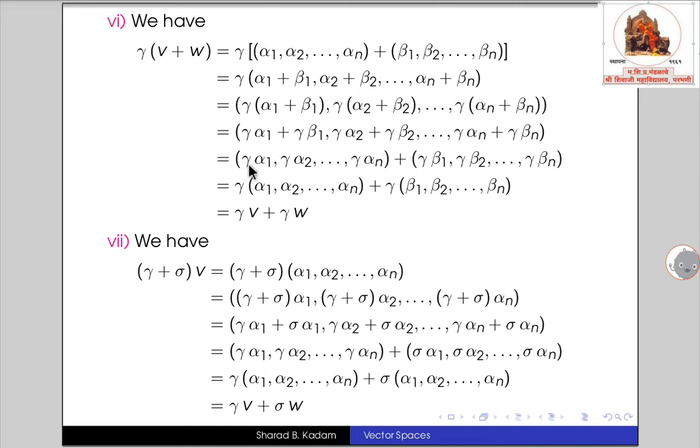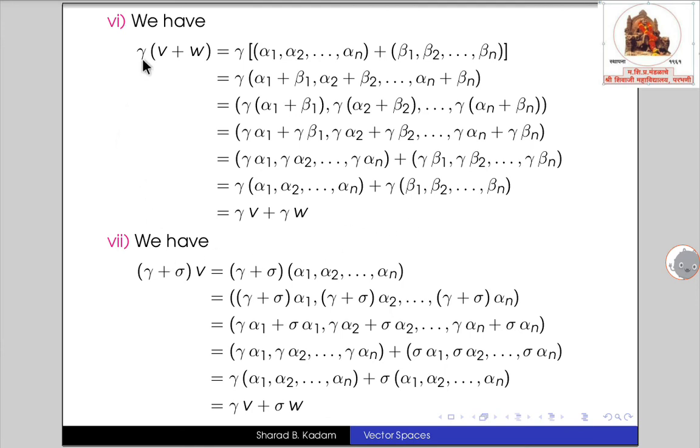So this equals, in brackets, gamma into alpha 1, gamma into alpha 2, gamma into alpha n plus gamma into beta 1, plus gamma into beta 2, and so on, gamma into beta n. Now we take this gamma outside the bracket. So we have gamma into (alpha 1, alpha 2, alpha n) plus gamma into (beta 1, beta 2, beta n). Here this vector is v and this vector is w.